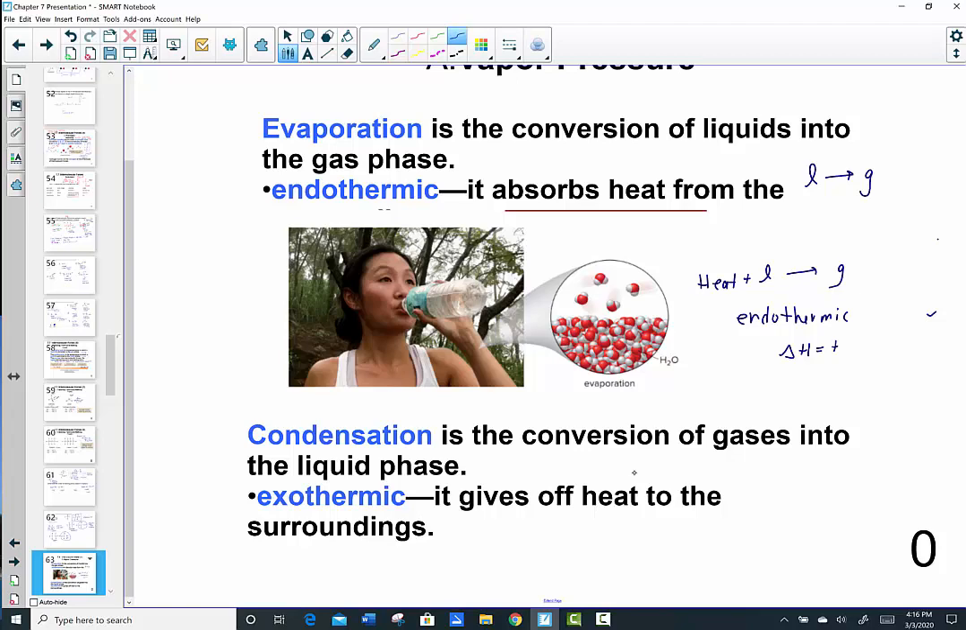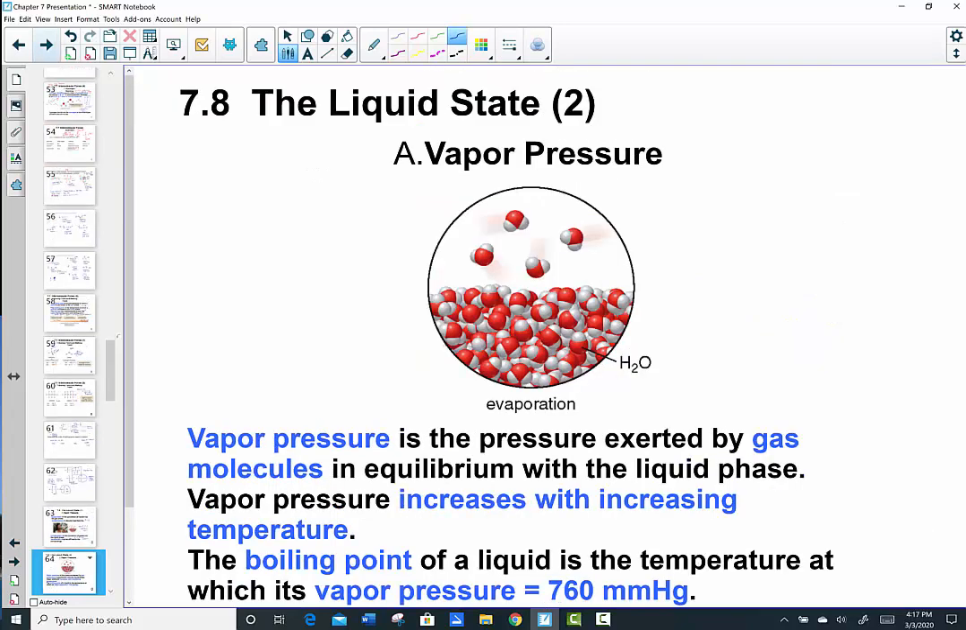Condensation is the opposite, isn't it? Condensation says, let's take a gas and turn it back into a liquid. And in doing so, you release the extra heat. Therefore, this is an exothermic process. Giving off heat to the surroundings is exothermic. Absorbing heat from the surroundings is endothermic. So to force the liquid to turn to a gas, it's going to require heat. And to force the opposite, it releases the extra heat. Endo and exothermic processes.